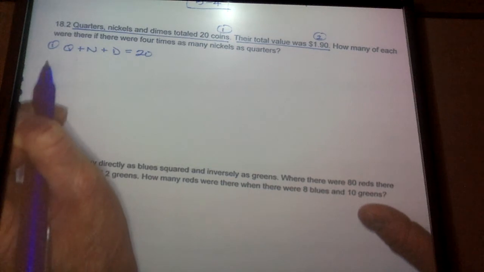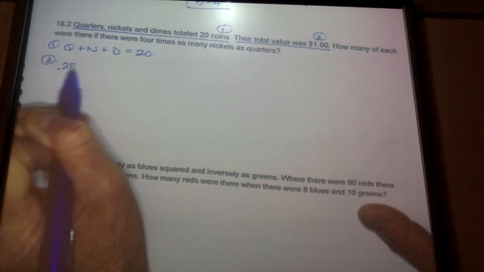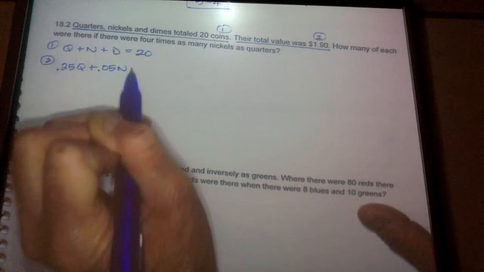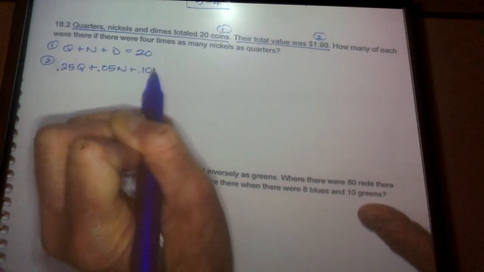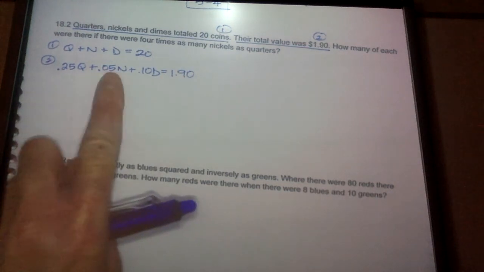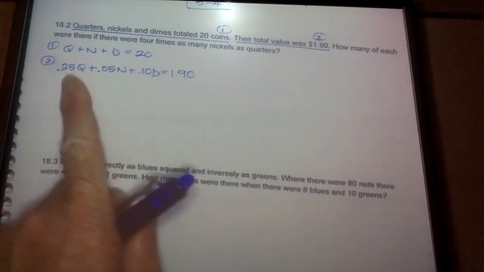I know that quarters are worth 25 cents, which as a decimal would be 0.25Q. Nickels are 5 cents, so 0.05N. And dimes are 10 cents, 0.10D, and they're telling me it equals $1.90. So notice they didn't tell me their worth. You need to know that if they mention how much they equal, you then plug in their monetary value.